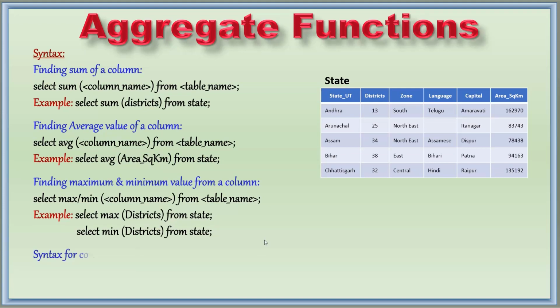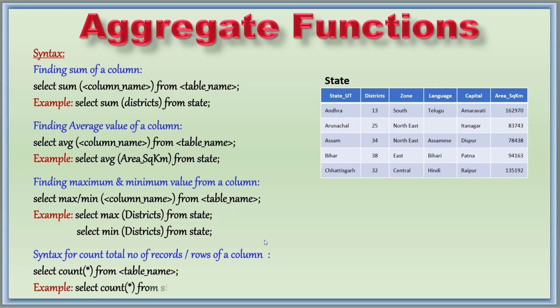To count the total number of records from a table, we have the count function. This can also be used to count the number of values in a particular column. To display the total number of records from a table, we give select count of star from table name. The example is select count of star from state.